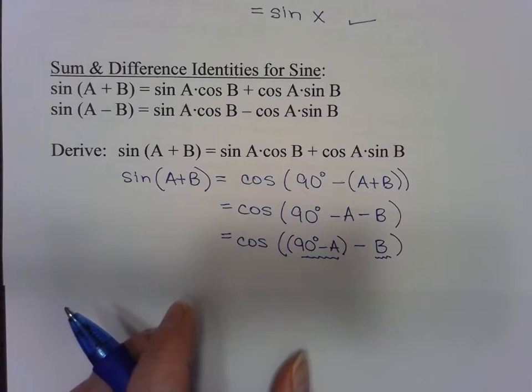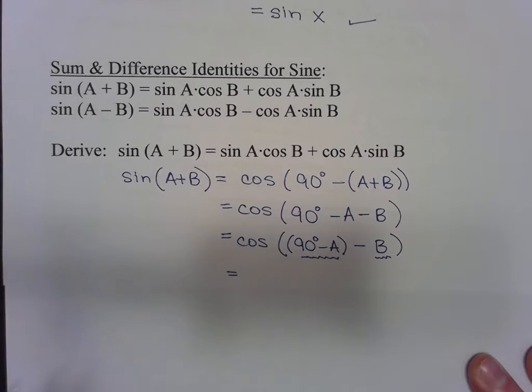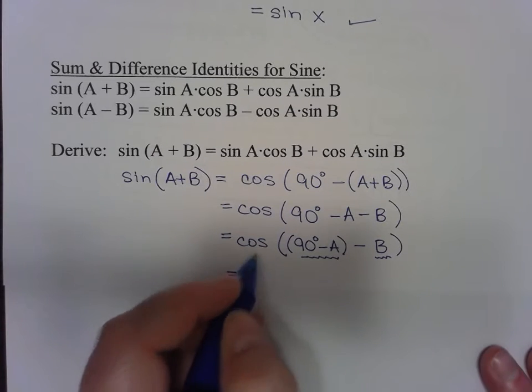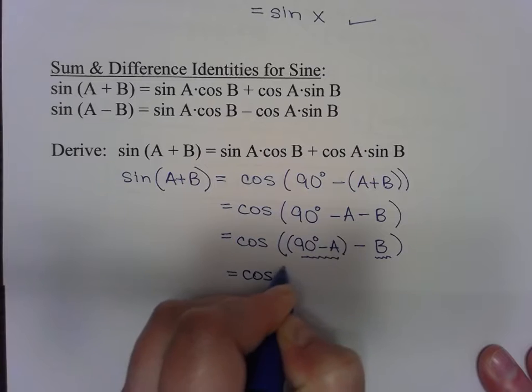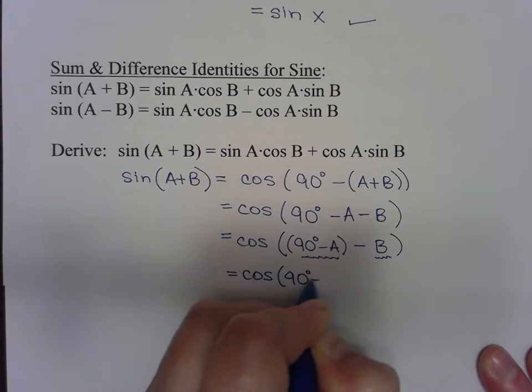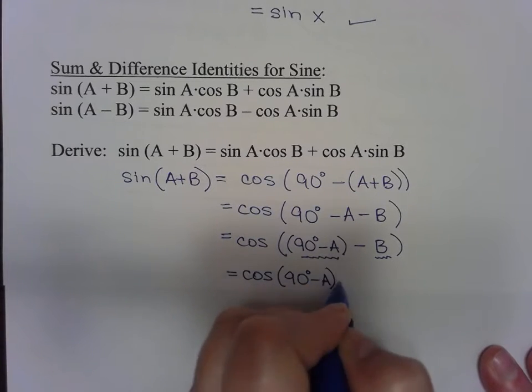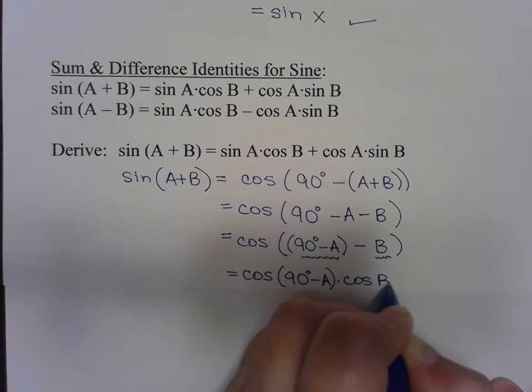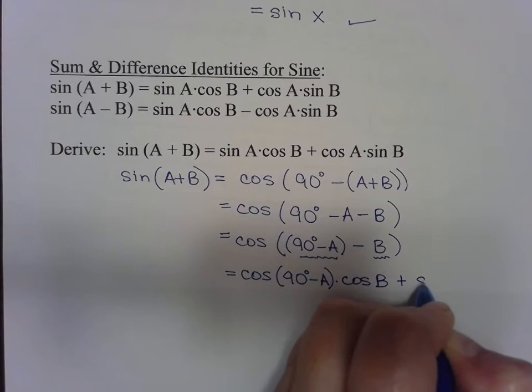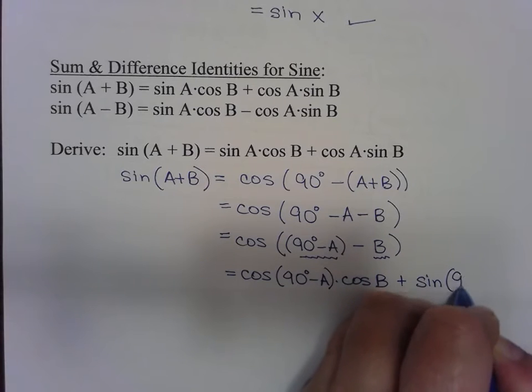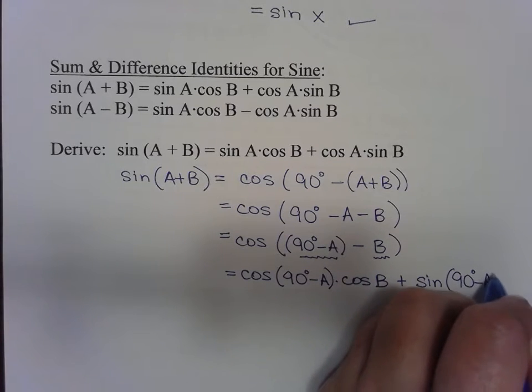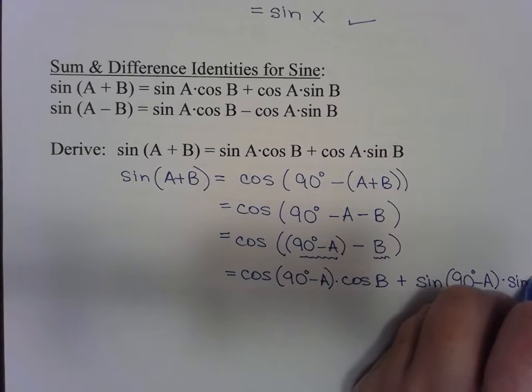Now we're going to incorporate the sum and difference identity for cosine. We had that on the top of the screen at the very beginning of the video, and we just finished a video dealing with this identity as well. So this is equal to the cosine of 90 minus A times the cosine of B plus the sine of 90 minus A times the sine of B.